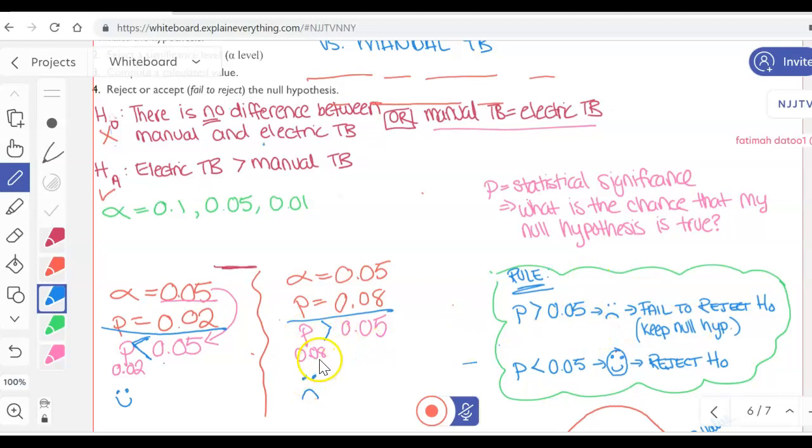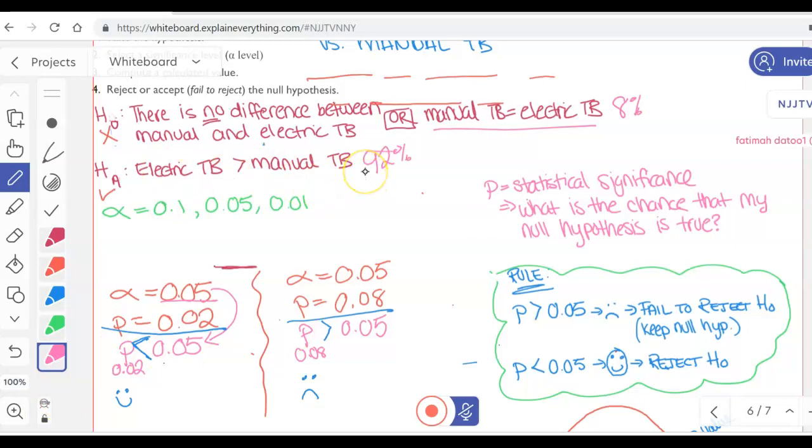Let's look at this number, 0.08. Okay, so 0.08, this number, p-value refers to null hypothesis, right? So there is an 8% chance that the manual toothbrush and electric toothbrush just work the same. It's not like one is better than the other. But if I go 100 minus 8, there is a 92% chance that the electric toothbrush is better than the manual toothbrush.